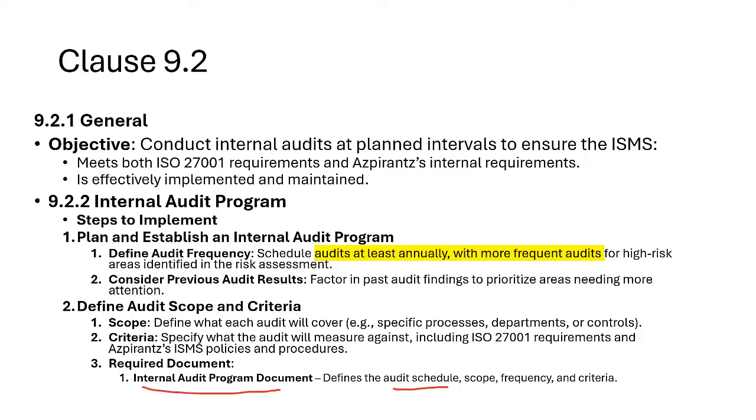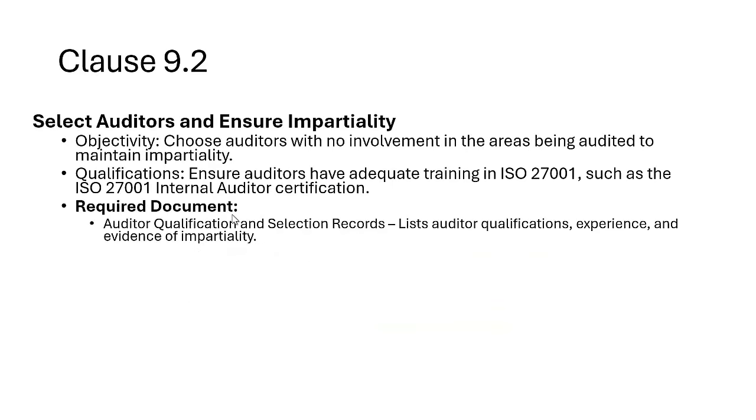Now we have clause 9.2, and another part is to appoint the auditor. So we need to select the auditor. Choose an auditor with no involvement in the area being audited to maintain impartiality, and ensure the auditor has adequate training on 27001. So we list the auditor qualifications. We need one required document, which is the auditor profile.